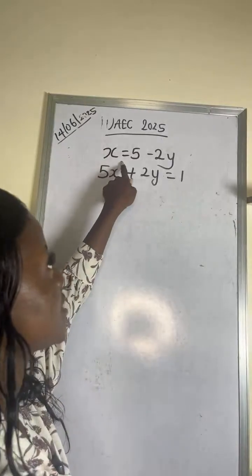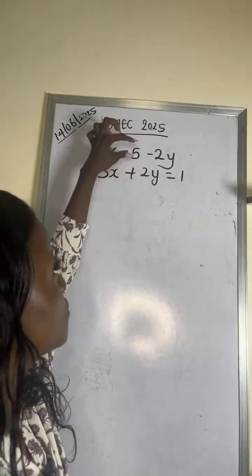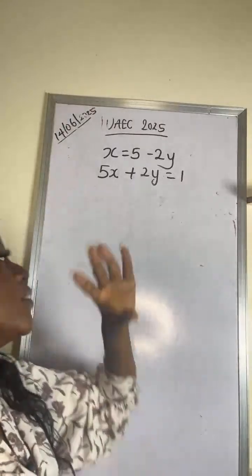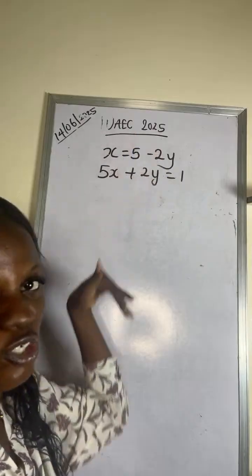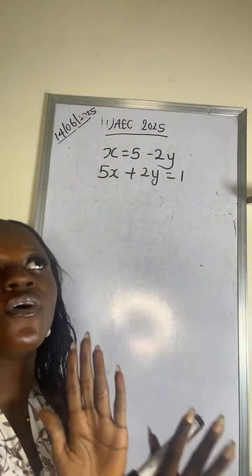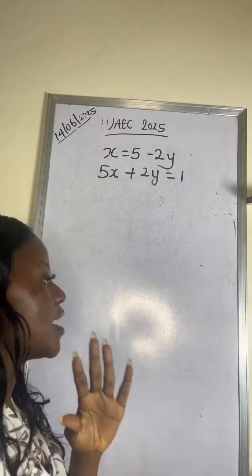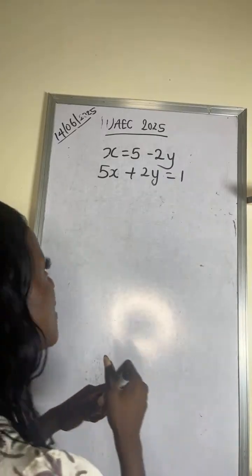We already have x as the subject of the formula here. We can just substitute that into this equation if you want to. Somebody else can decide to rearrange this. I would rearrange it and just solve simultaneously. Whichever one would still give you the correct answer. We have different methods in math. Just make sure you are doing the right thing. You all still arrive at the same answer.